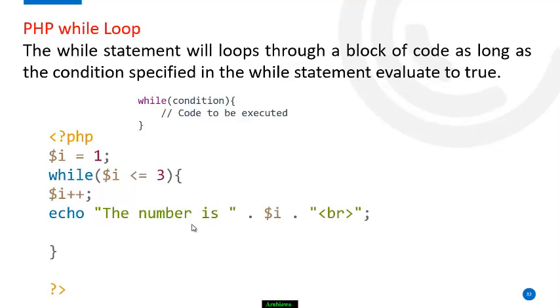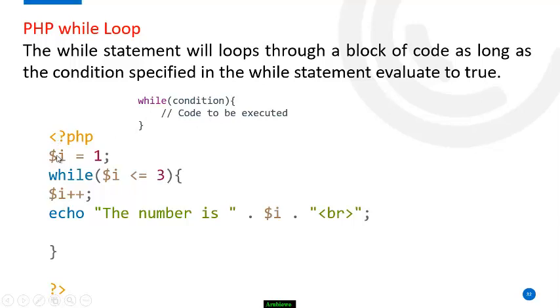So let's look at the PHP while loop. The while statement will loop through a block of code as long as the condition specified in the while statement is evaluated to be true. Let's look at this code example. This is the way to write your while loop: while with the condition in brackets, and the block of code to be executed in the curly braces.